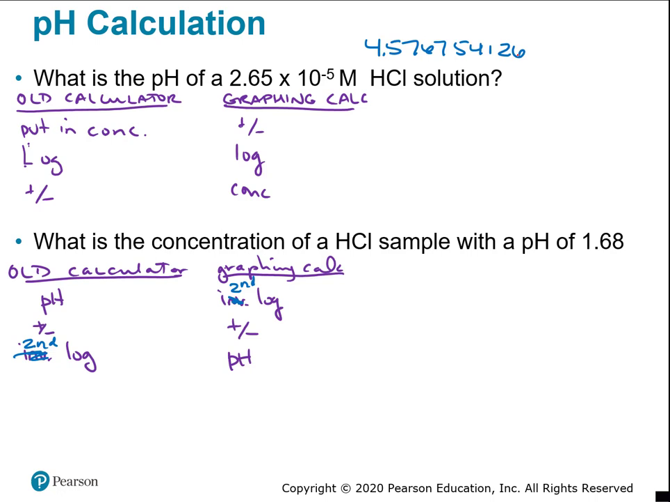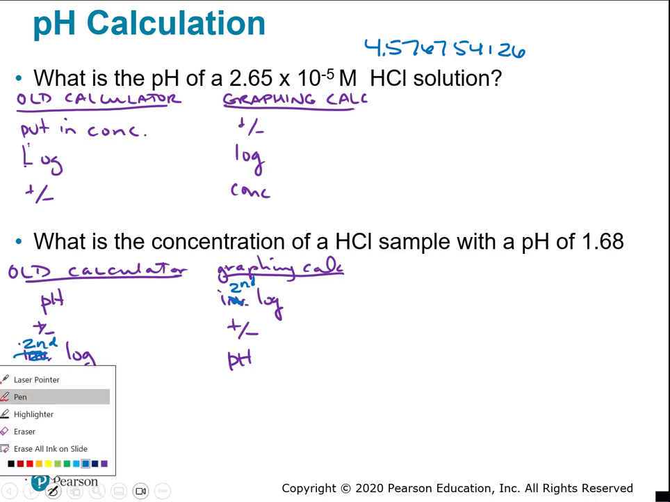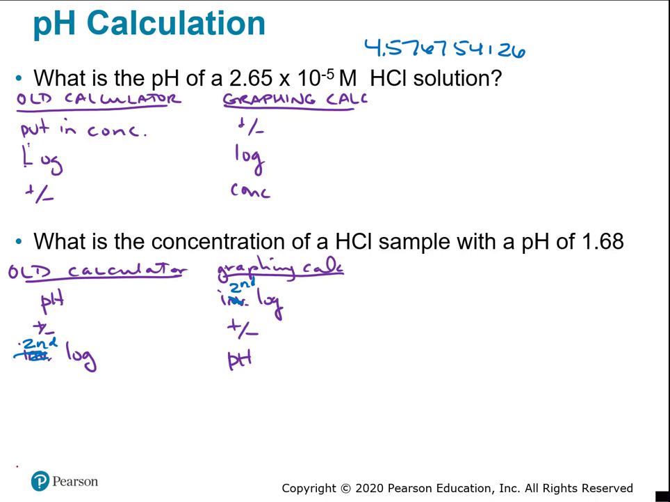How many significant figures should my answer have? 2.65 has? 3. Mm-hmm. So remember then, you always just look at that measured number. Remember the exponent part doesn't matter. It's everything that's in front of that exponent value. So 2.65, that's 3 significant figures. So 4.57 would round to.